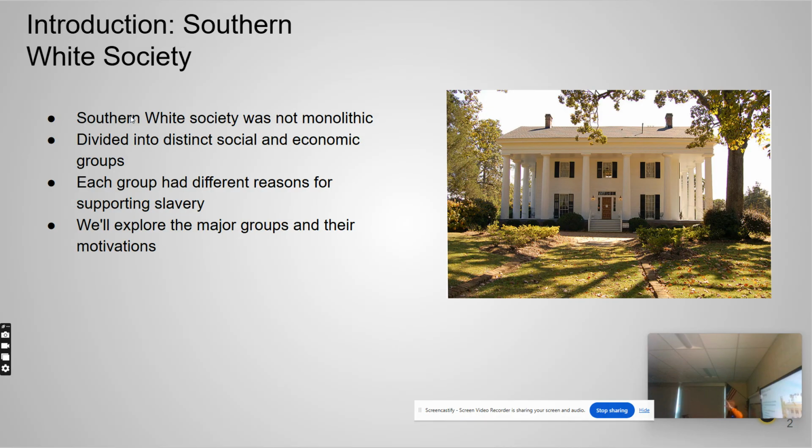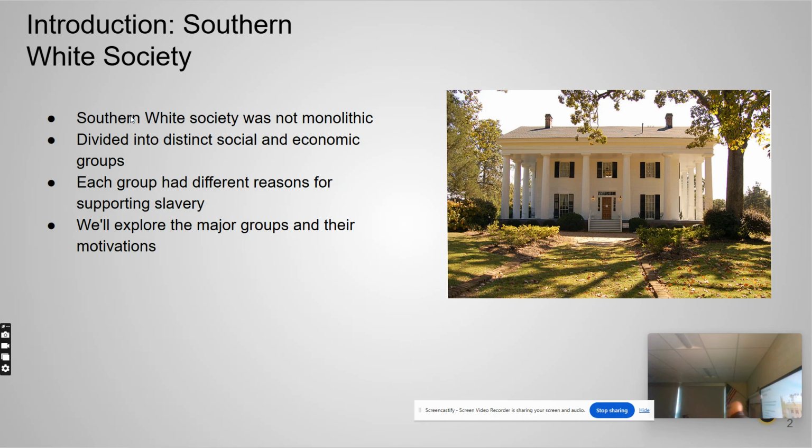Monolithic means not all whites are of the same station and situation in life. They're divided into distinct social and economic groups. Each group is going to have different reasons for supporting slavery. Let's talk about that for a second. Each white group is going to have different reasons for supporting slavery.